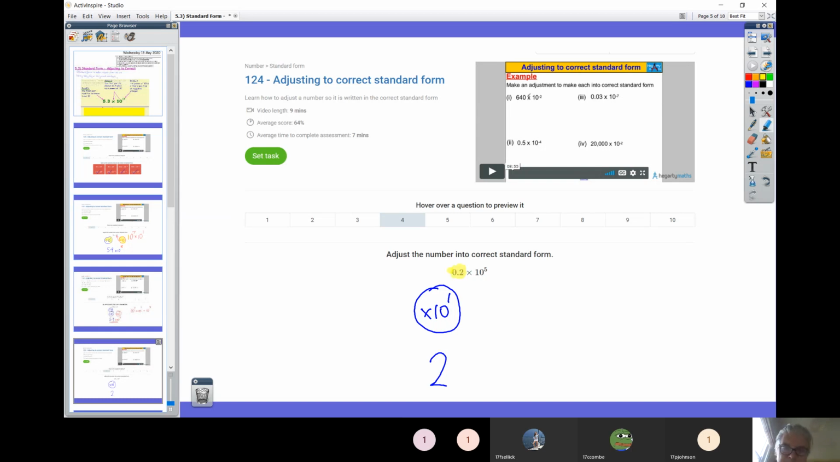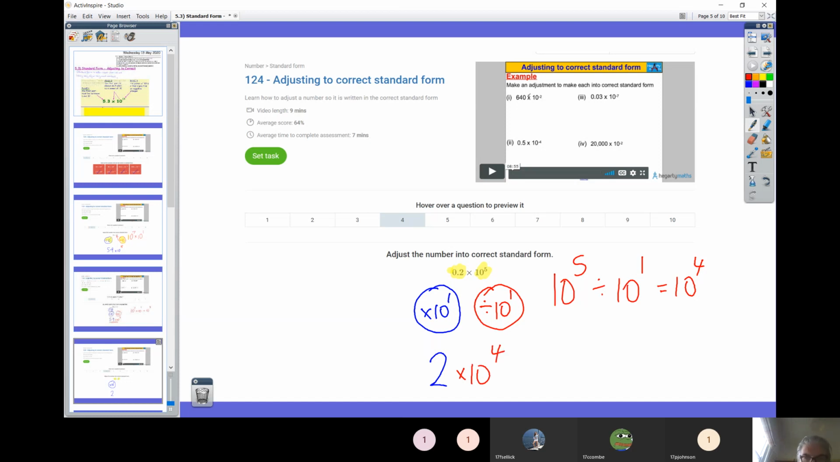I've now got to do the equal and opposite to the second term. So rather than multiply by 10 to the power of 1, I'm going to have to do the opposite, which is dividing by 10 to the power of 1. So I take my 10 to the power of 5 and I divide by 10 to the power of 1. Now when I divide, I subtract the powers, so that's 10 to the power of 4. So my final answer is 2 times 10 to the power of 4.